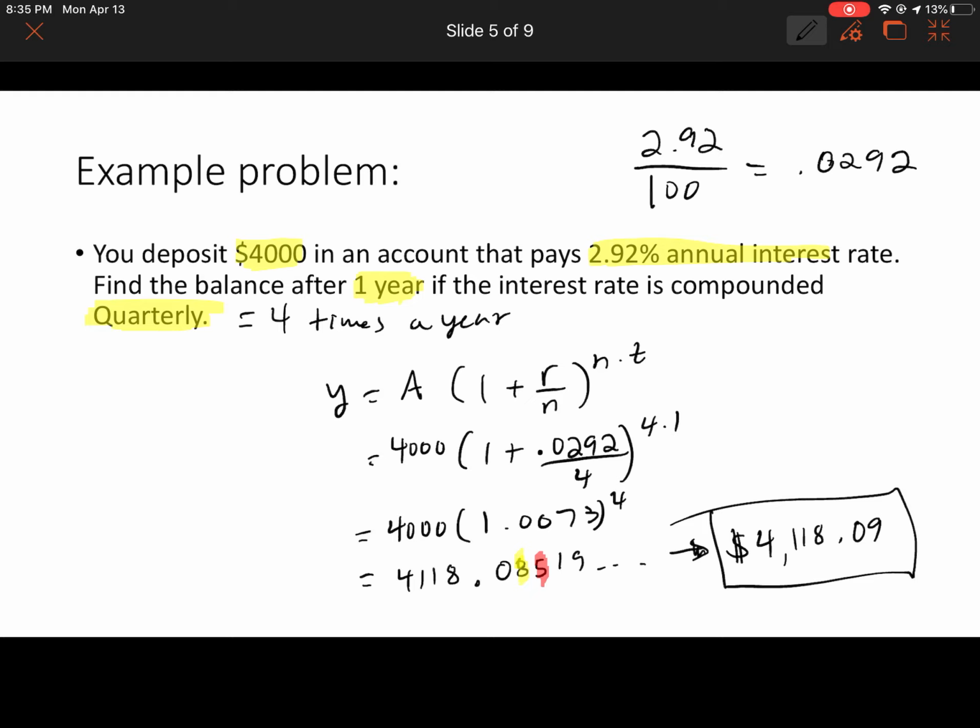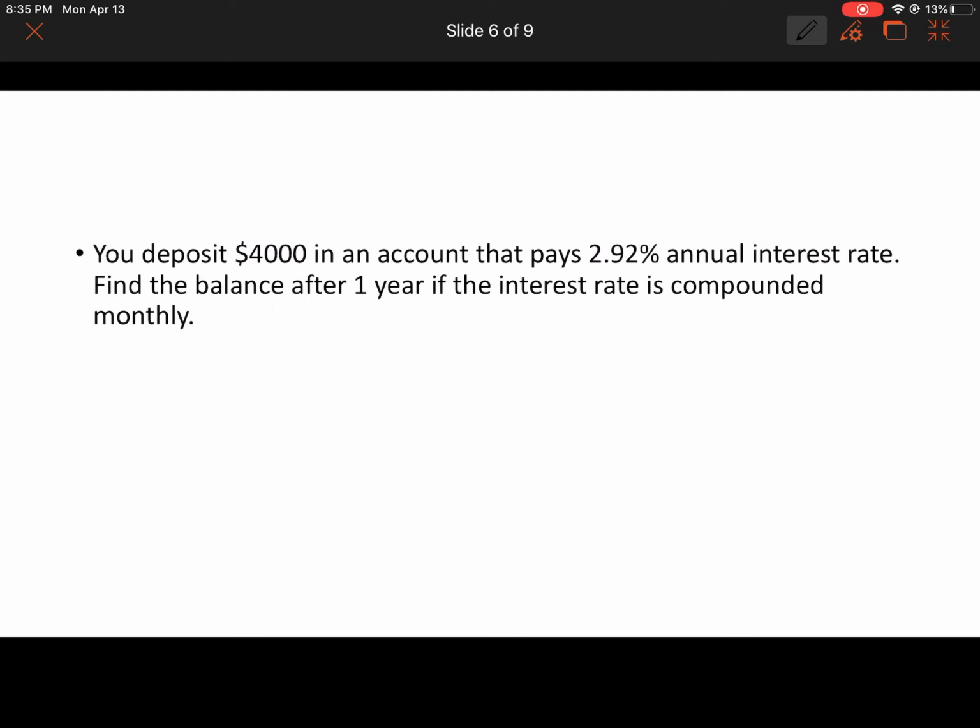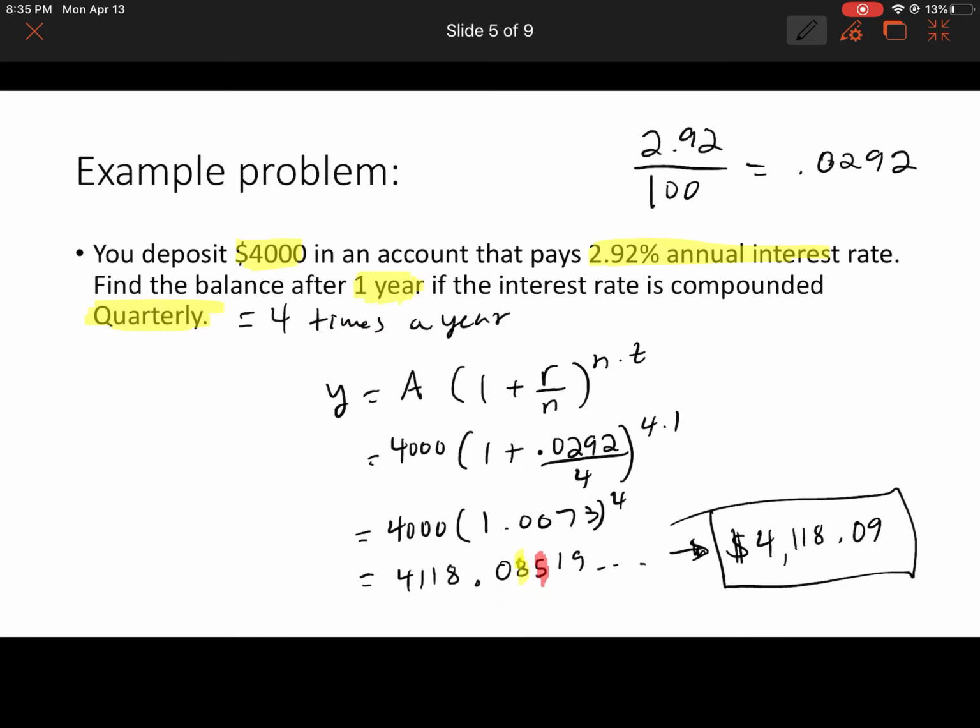All right. But let's go ahead and change the values around. Let's say we had something like this. You deposit $4,000 into an account that pays 2.92% annual interest rate. Find the balance after 1 year if the interest rate is compounded monthly. Okay, so these are basically the same question.